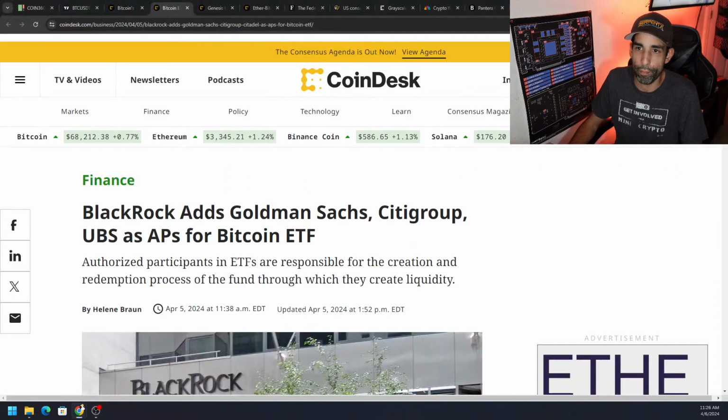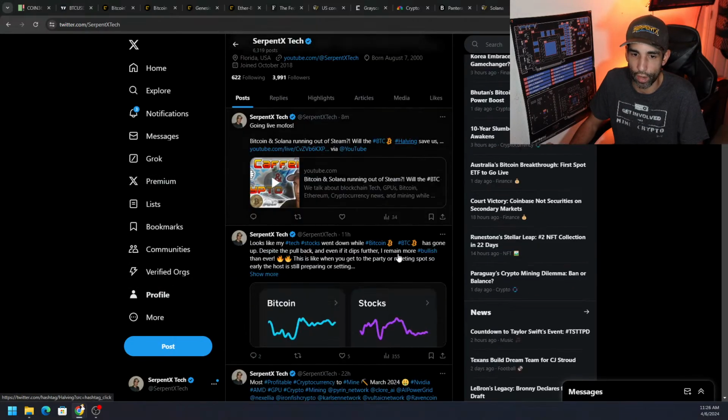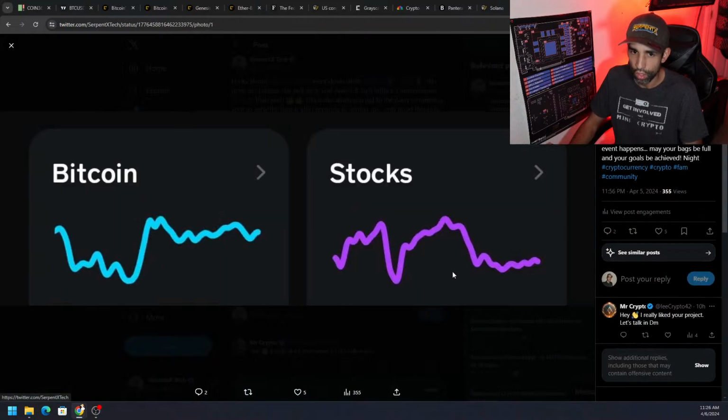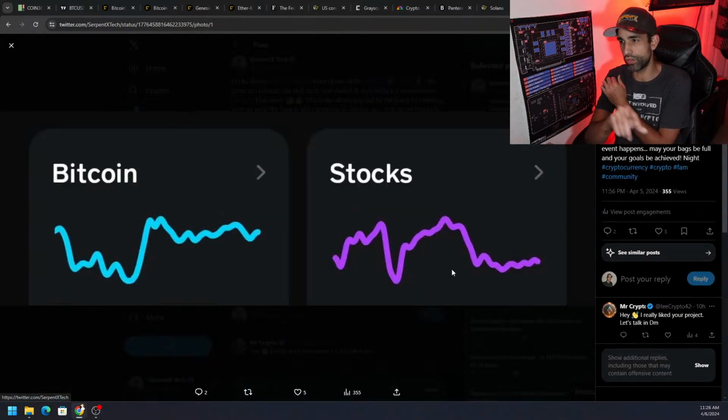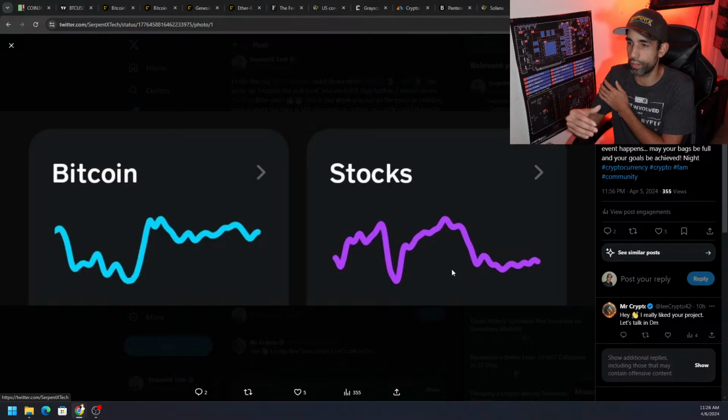And I posted a picture yesterday, right? Because I don't have much in stocks, but I do diversify into stocks. And I posted a picture yesterday where, look at it, right? You can see my stock position, which is mostly in tech stocks. I think I do have a few ETFs in there. They have dropped relative to Bitcoin, which has risen. You see what I'm saying?